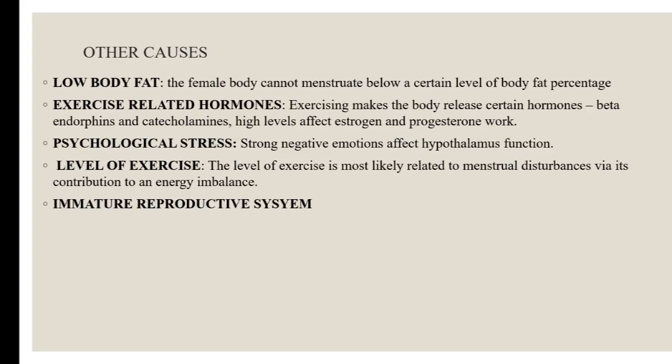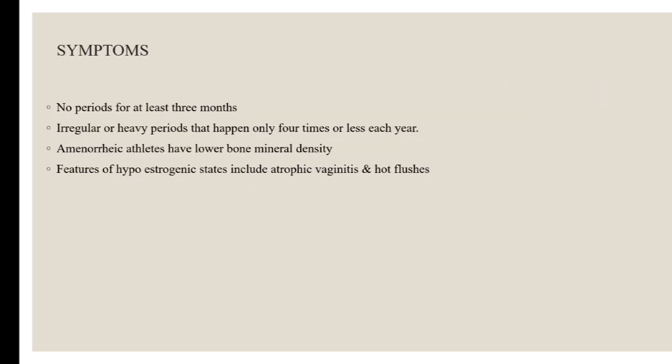Other causes include low body fat, as the female body cannot menstruate below a certain level of body fat percentage, and exercise related hormones, as exercise makes the body release certain hormones like beta endorphin and catecholamines, and high levels affect how estrogen and progesterone work. Psychological stress, like strong negative emotions, also affects hypothalamus function. The level of exercise is also related to menstrual disturbance via contribution to energy imbalance or an immature reproductive system.